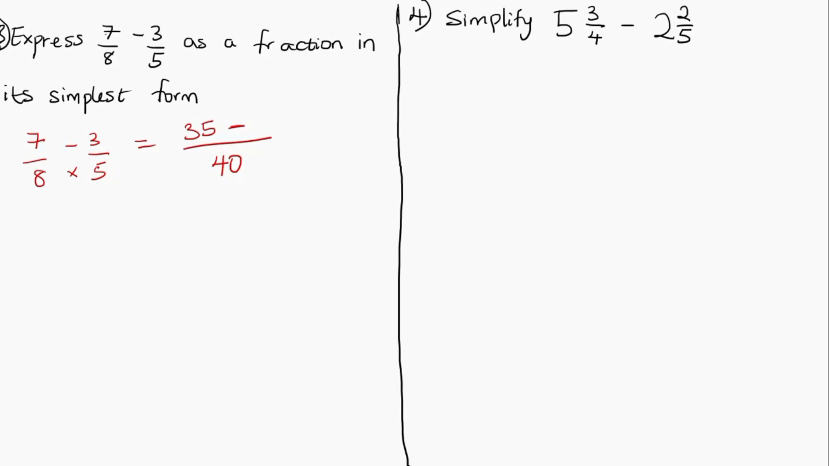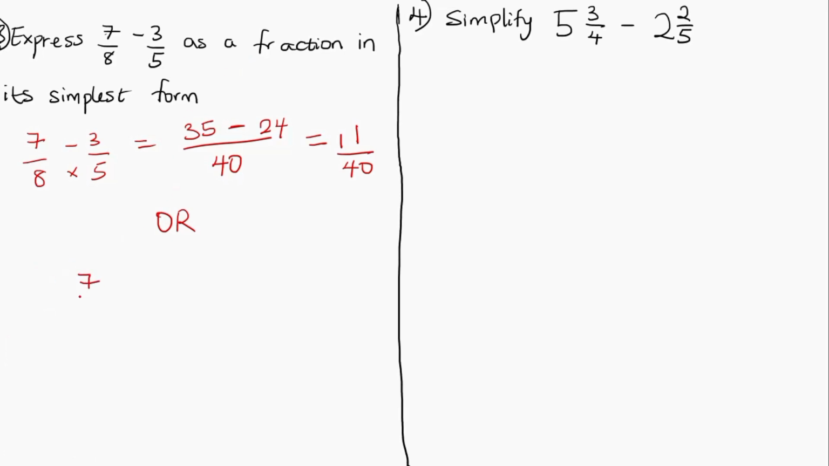Alright, minus. So we do this. 40 divided by 5 is 8, and 8 times 3 is 24. And this is going to give us 35 minus 24. 5 minus 4 is 1. 3 minus 2 is what? Is 1. So it is 11 over 40. Alright, so this is a simple trick right here.